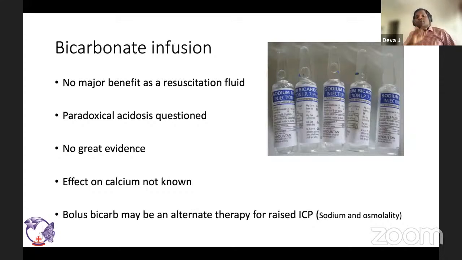But boluses of bicarbonate, small, just like hypertonic saline, you can use boluses of bicarbonate as an alternate therapy for raised ICP. Remember, bicarbonate contains a lot of sodium. It's a hypertonic solution, contains a lot of sodium. It's pretty similar. In fact, it's even better than hypertonic saline in some situations. It is useful in traumatic brain injury if you do not have hypertonic saline.